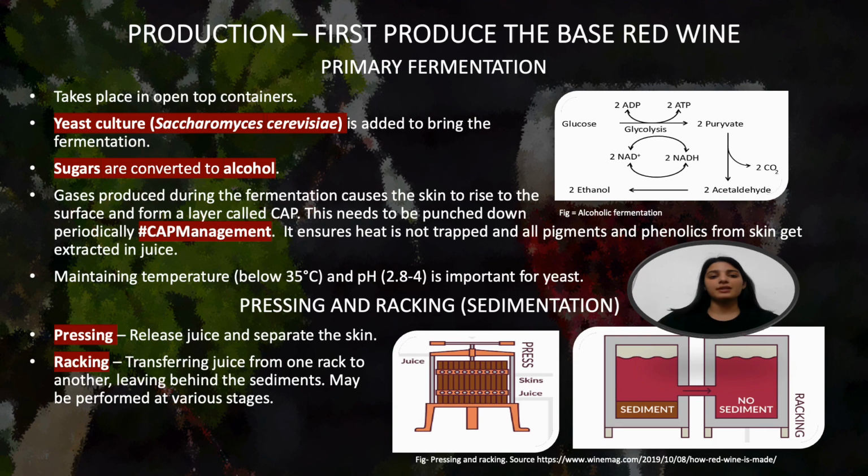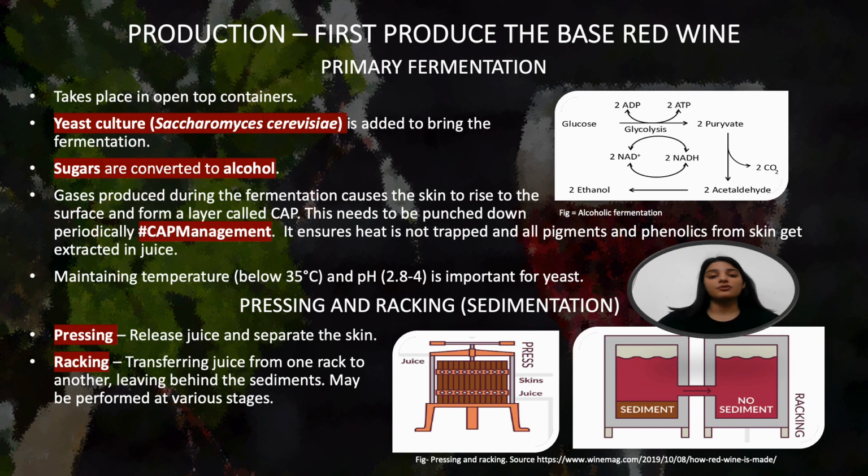Primary fermentation takes place in open top containers and it is done with the help of a yeast culture, Saccharomyces cerevisiae. What happens in this fermentation process is that sugars are converted into alcohol. But this conversion of sugar into alcohol also releases gases. The gases try to push themselves up towards the surface and this causes the skin to rise to the surface as well, and this forms a layer called the cap. It is essential to punch down this layer periodically with the help of a process called cap management.